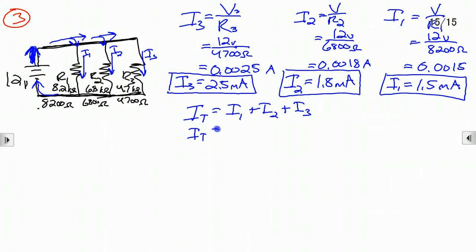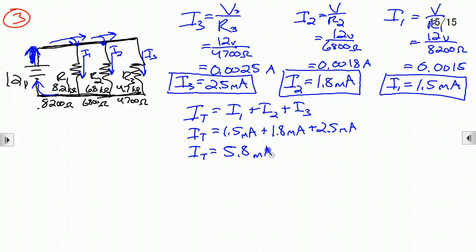So my total current is, I1 is 1.5 milliamps, plus 1.8 milliamps plus 2.5 milliamps. My total current is, grab the calculator, 1.5 plus 1.8 plus 2.5 is 5.8 milliamps. That's my total current.